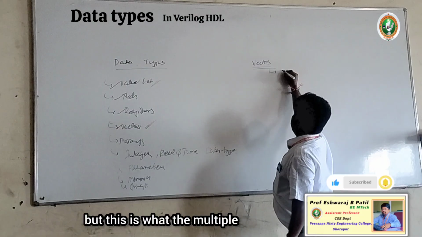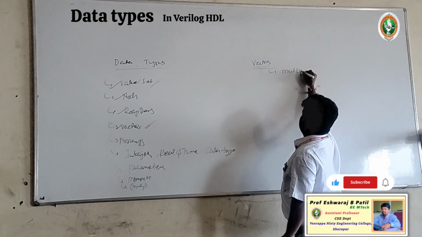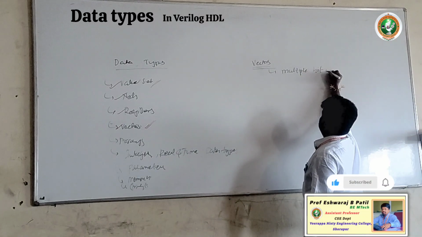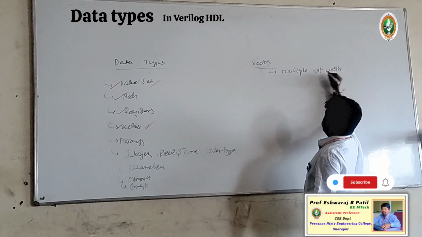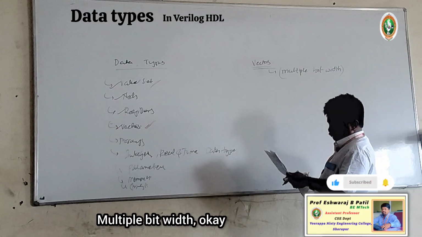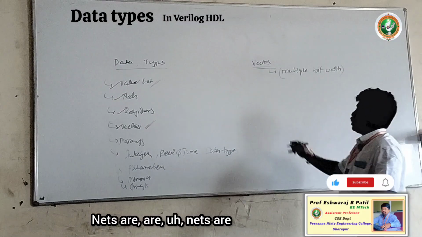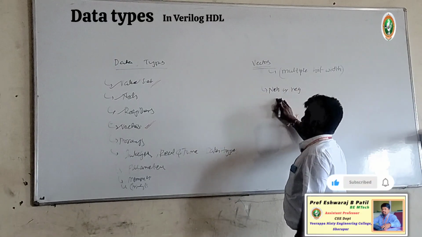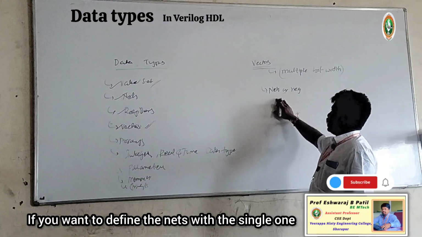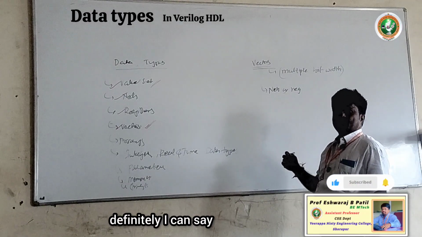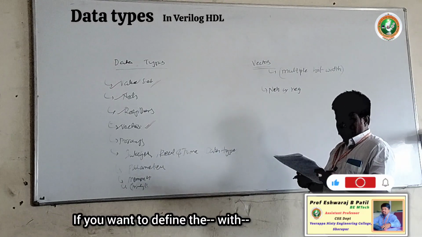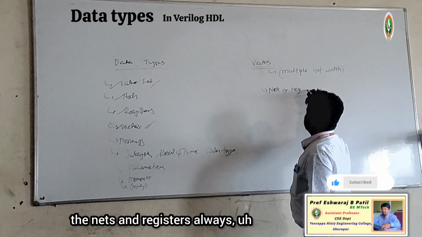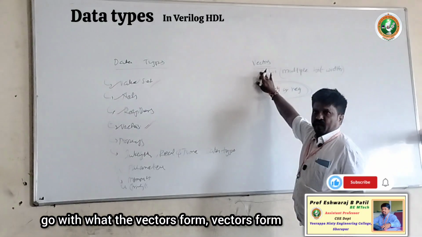Vectors are nothing but multiple bit width. Okay, multiple bit width. Nets are wires. If you want to define a net with a single bit, I can say wire one like this. If you want to send multiple bits, definitely nets and registers always go with the vector form.